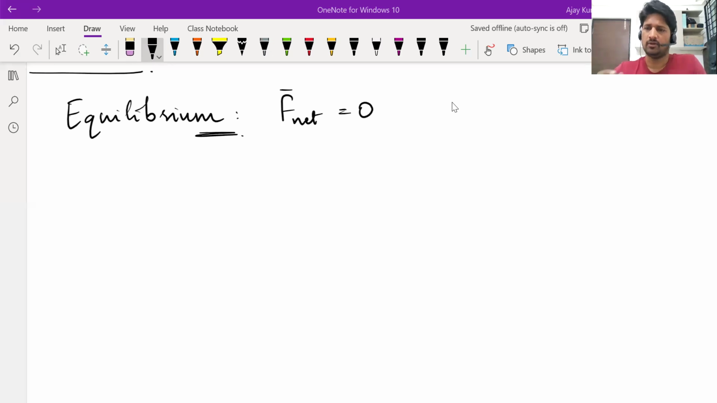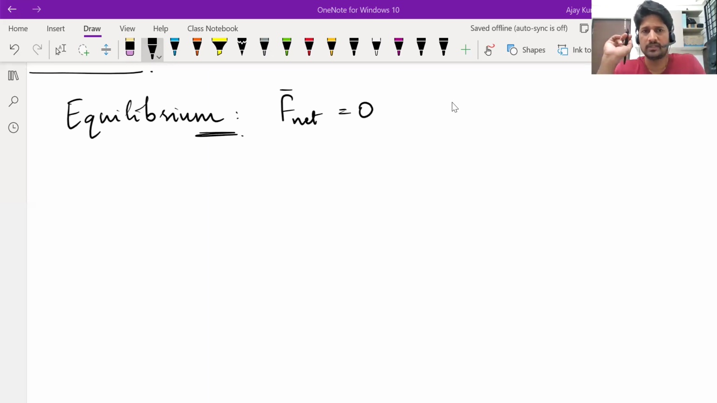And that's correct also. If an object is at rest and it continues to be at rest, then we can conclude that the net force on it is zero. Simply being at rest for one moment is not enough. It should continue to be at rest. Then you can say that net force is zero, it's in equilibrium. Fine.